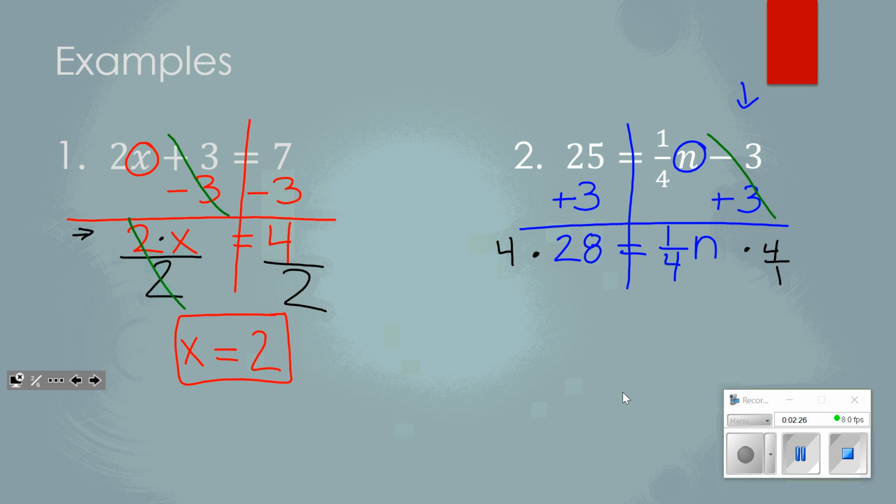We don't need the 1 because it's not a fraction. Pick up our cancel pen. This and this cancel each other out. And we are left with n on this side, keeping everything going straight down. And 28 times 4 is 112.